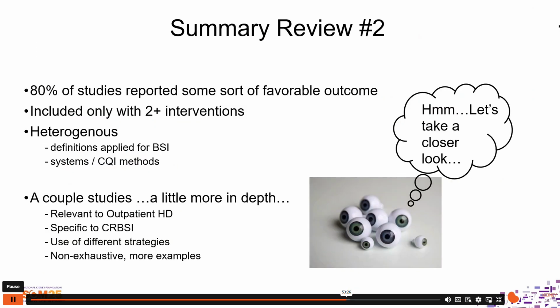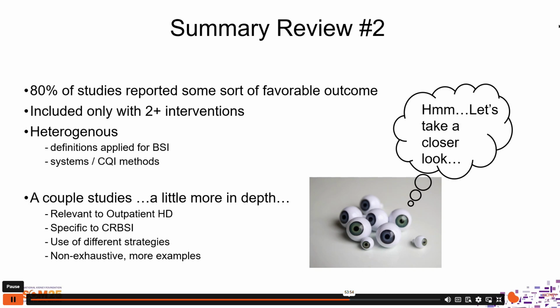And in summary, 80% of the studies reported some sort of favorable outcome, which is great. Like I said, a strength was that they included 2+ interventions, which I think, again, shows a commitment to systems and quality improvement. But there were some noted limitations. Basically, the heterogeneity of how definitions were applied for bloodstream infections, and different CQI methods were used. So it's hard to compare different studies to each other.